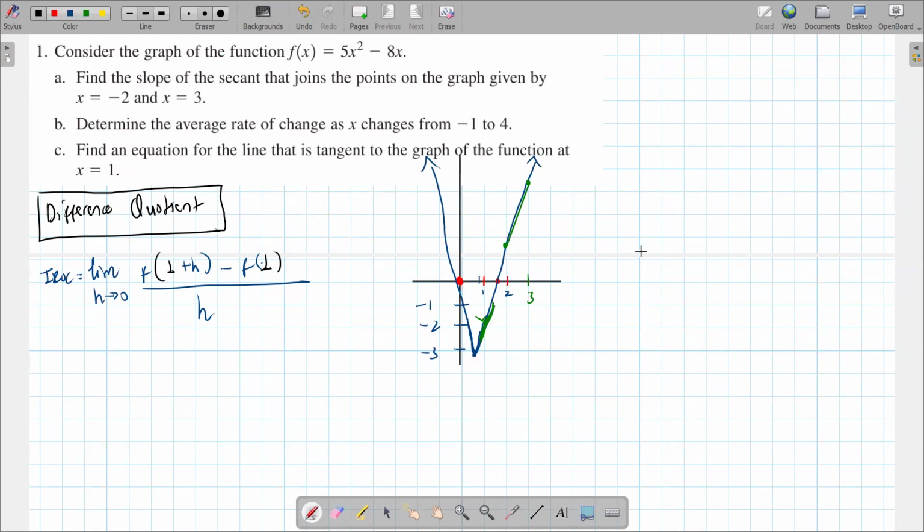So for this function, what's f of 1? This is f of x: 5x squared minus 8x. What would be f of 1? -3. Good, -3. Now f of 1 plus h. This one's tricky, but remember, all you're doing is replacing those x's with what you have in this bracket. So what does this become?